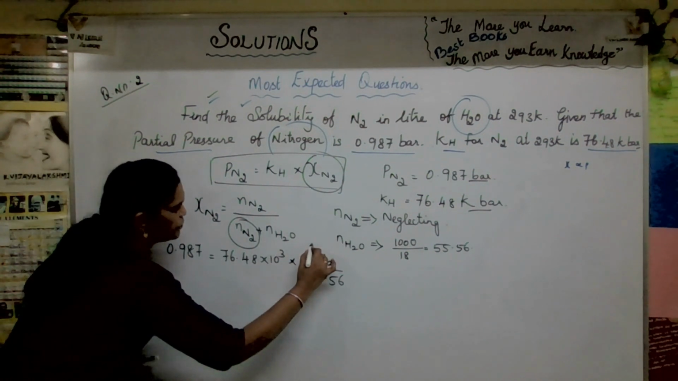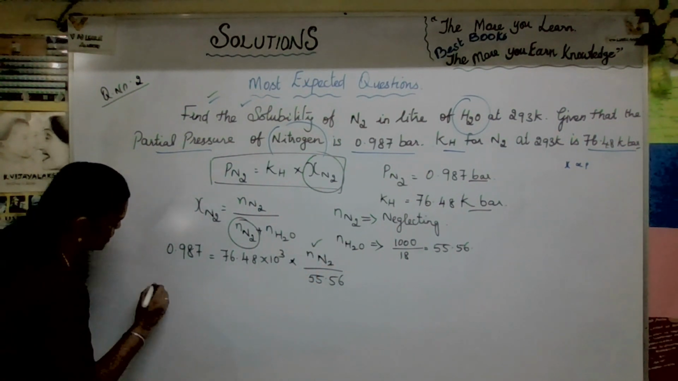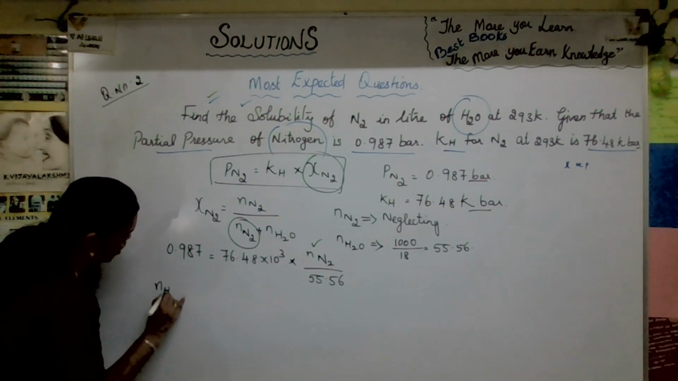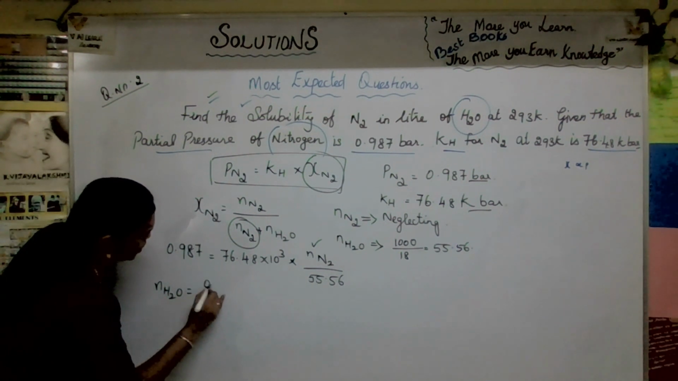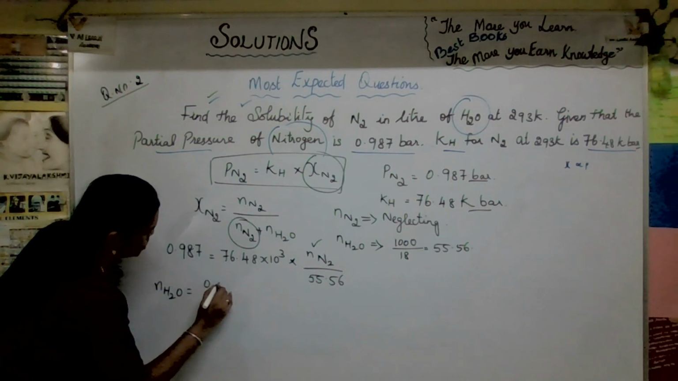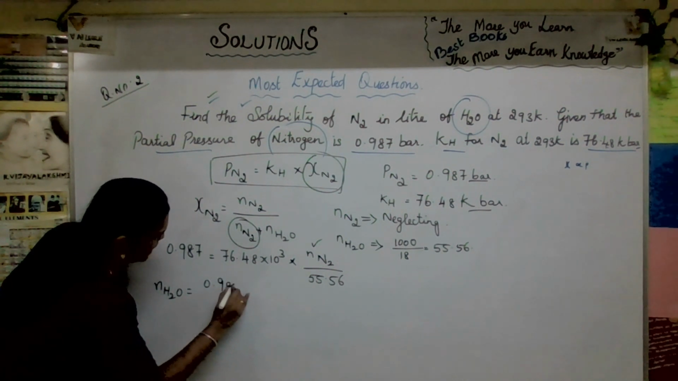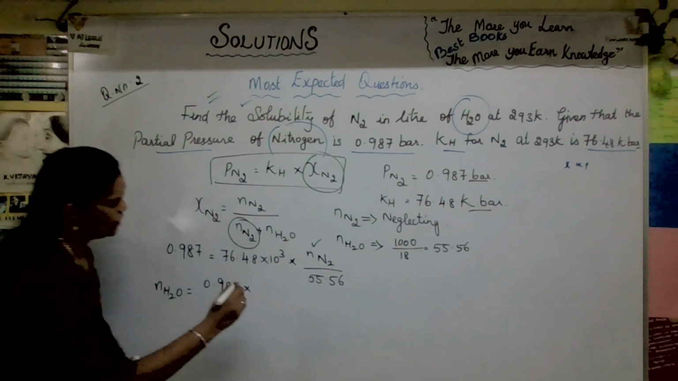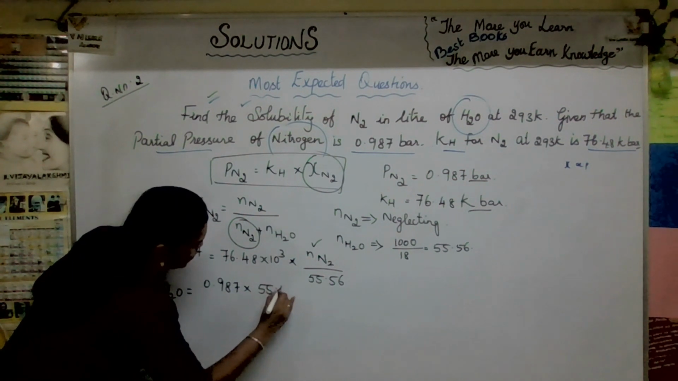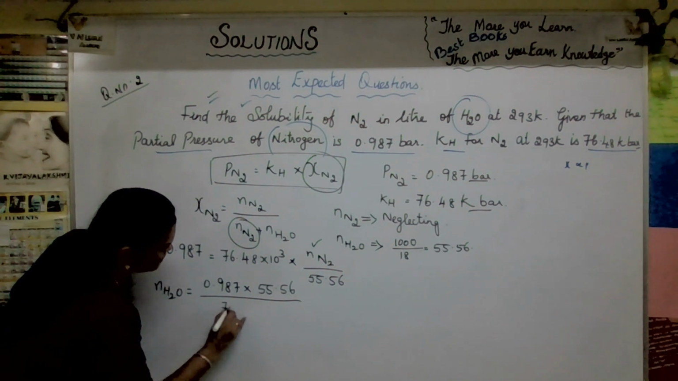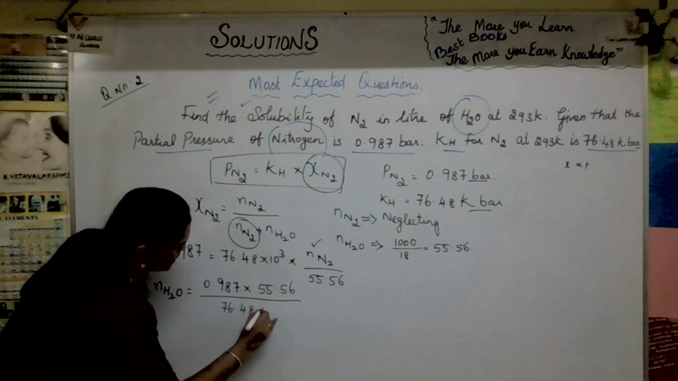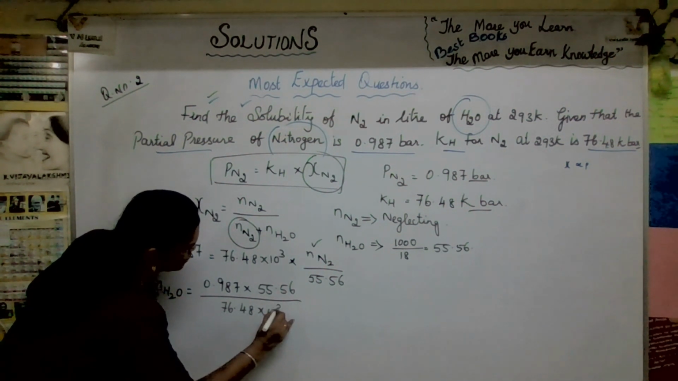Okay, now we have to find out this. Let us bring it this side. Number of moles of water is equal to 0.987 into 55.56 divided by 76.48 into 10 to the power of 3.